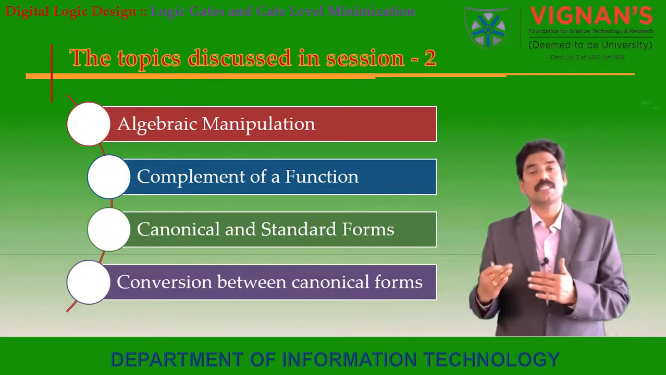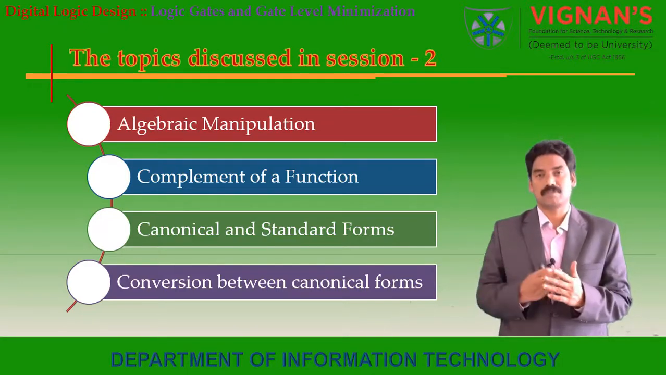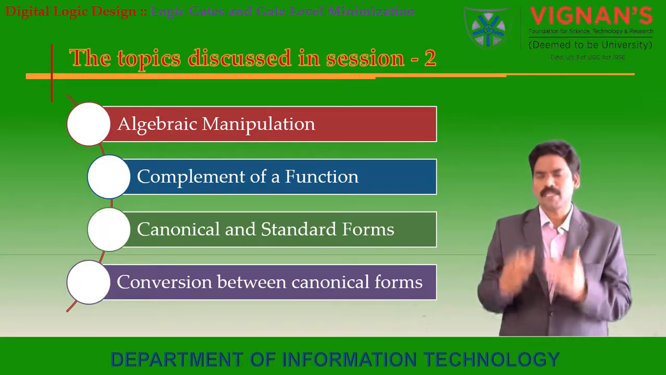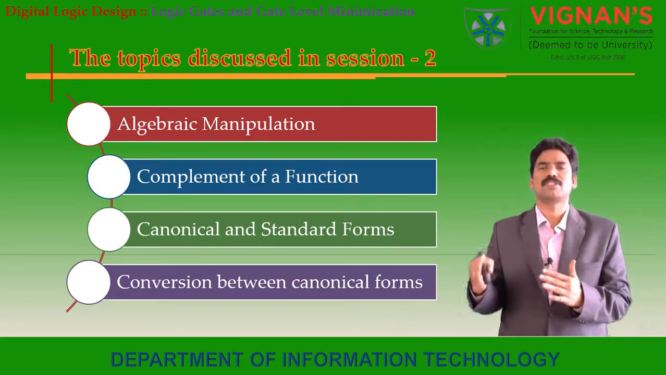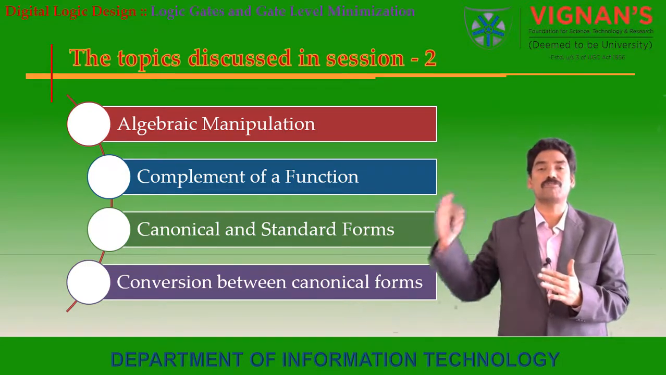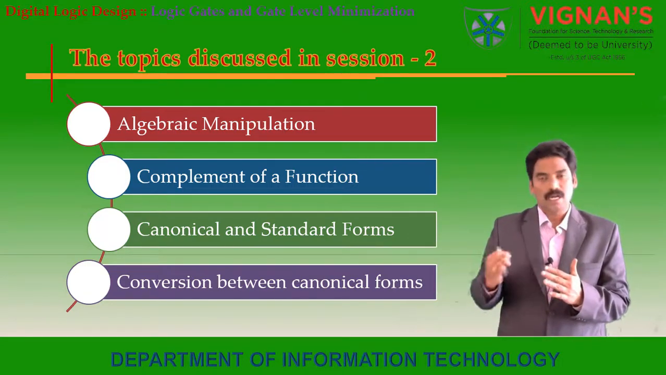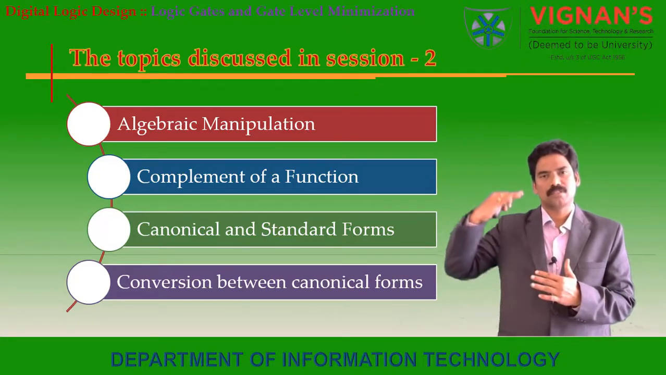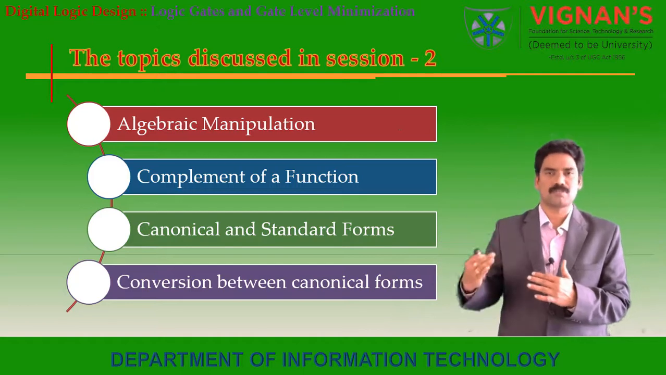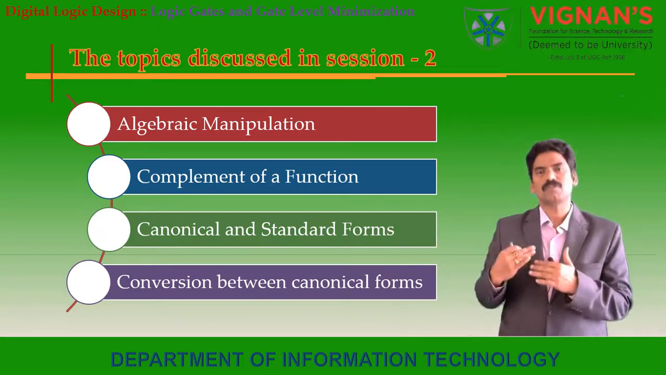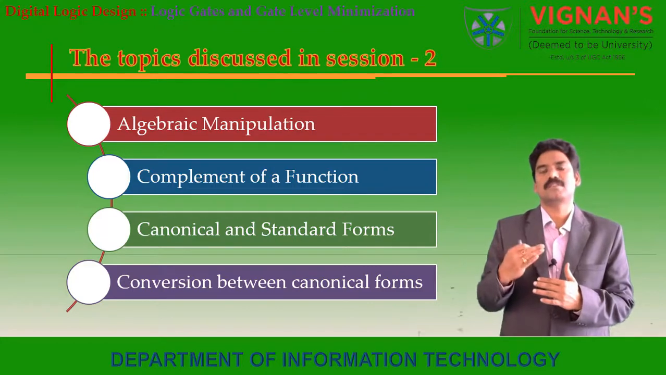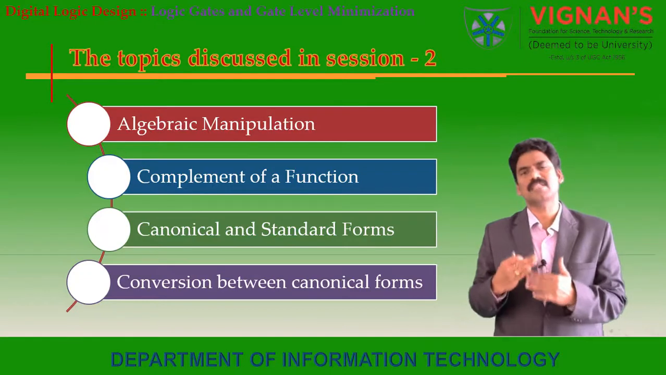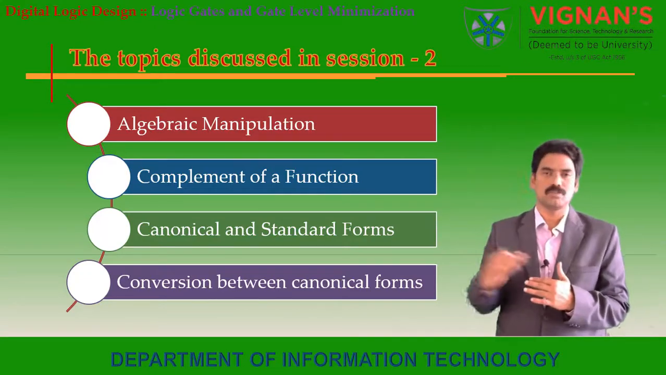After that we discussed canonical and standard forms. What are canonical forms? There are 2 forms in canonical: one is sum of min terms and another one is product of max terms. And there are 2 standard forms: sum of products form and product of sums form. And lastly we discussed how to convert from one canonical form to another canonical form. These are the things we discussed in session 1 and 2.